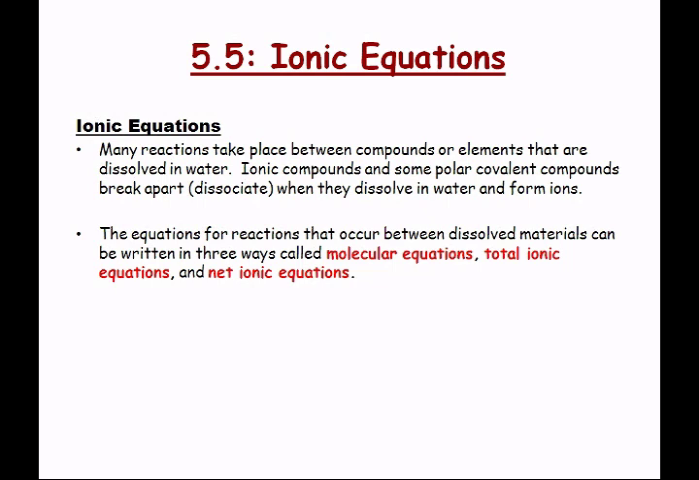Then, so this doesn't break up into its ions, so we just say AgBr solid. So we just bring it down like it is. And then this one, of course, will be K+ aqueous plus NO3- aqueous. Okay? So does everybody understand how we got the total ionic equation from the molecular equation? If you don't, let me know now. So now let's write the net ionic equation.